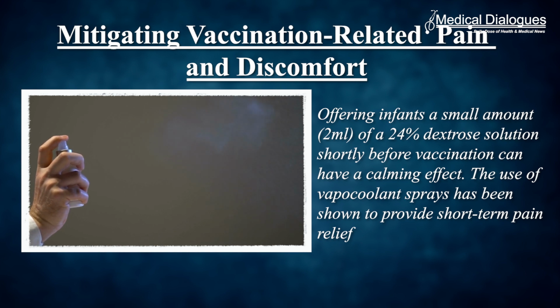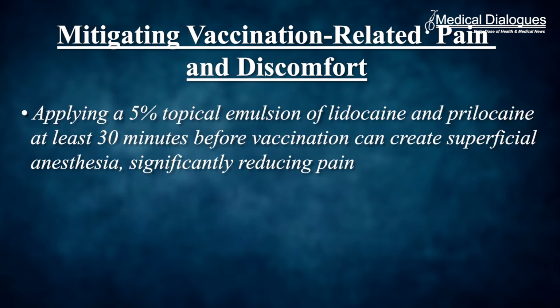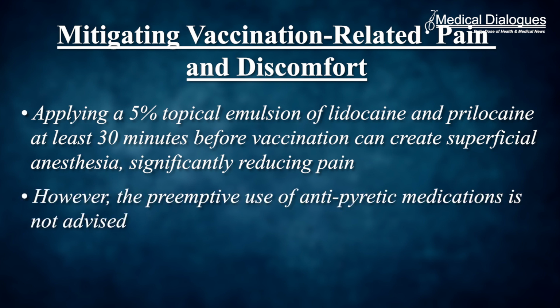The use of vapocoolant sprays has been shown to provide short-term pain relief. Applying a 5% topical emulsion of lidocaine and prilocaine at least 30 minutes before vaccination can create superficial anesthesia, significantly reducing pain. However, the preemptive use of antipyretic medication is not advised.